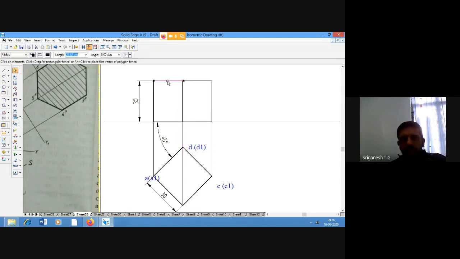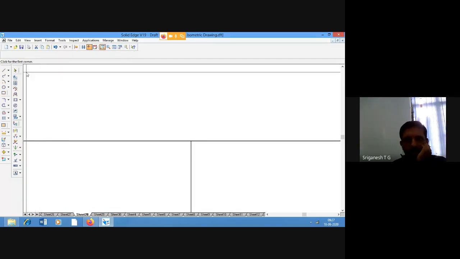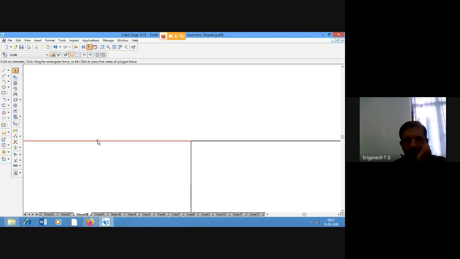Right, so I'll take, right, so midpoint of this line. How much is this line? 21.1. So let me see whether it's all right.